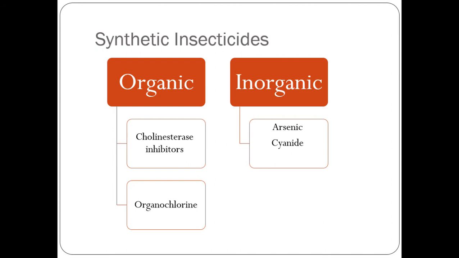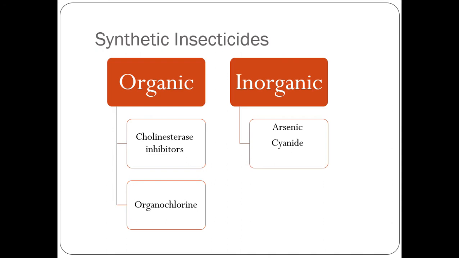Okay, we can classify pesticides into natural and synthetic. Natural pesticides represent a large group today because developed countries are coming back to natural insecticides to avoid the hazards of synthetic insecticides. We can classify synthetic insecticides into organic and inorganic. Then we can classify organic insecticides into cholinesterase inhibitors and organochlorines, and inorganic ones like arsenic and cyanide.